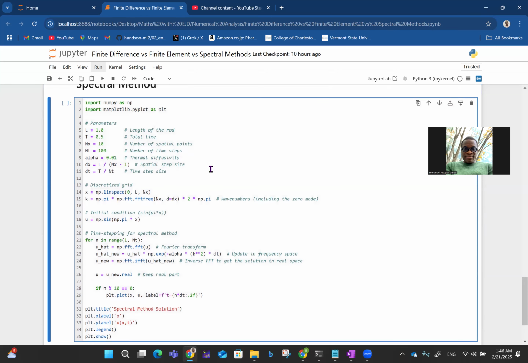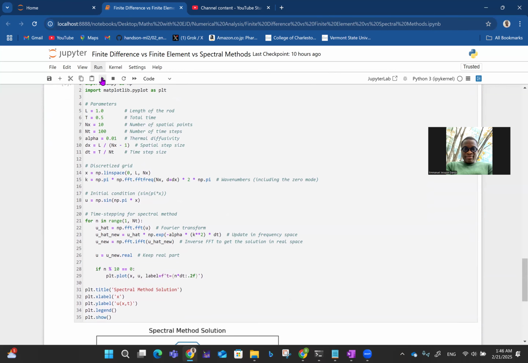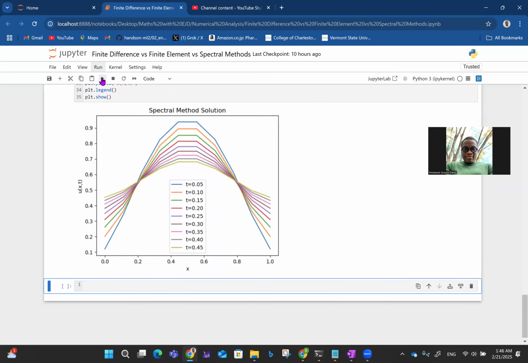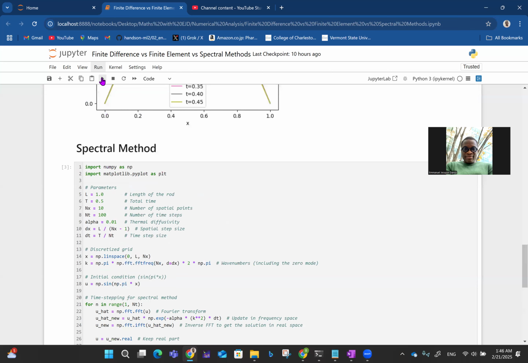Then here we have the spectral method, which even employs the fast Fourier transform, since we are talking about Fourier series as the general basis function. If you do this too, you get something with a bit more beauty added, because of course the Fourier function is periodic. It involves sine and all that, and that's why this is coming out this way.